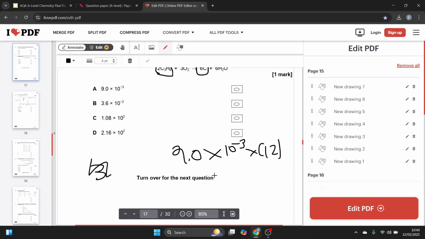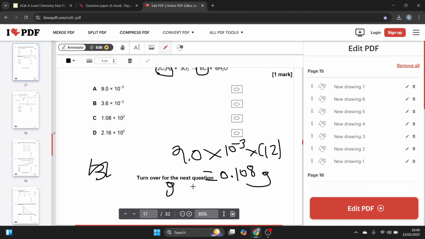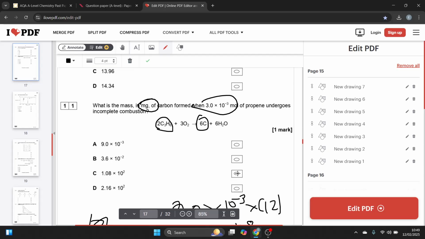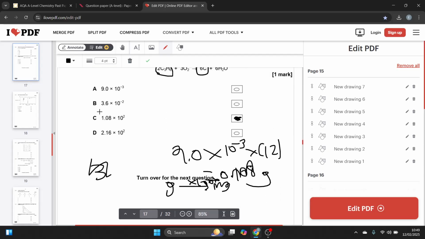And I get 0.108. But what is that in? That's in grams. I want my answer in milligrams. How do I go from grams to milligrams? I times by 1,000. So my answer is going to be C then, because if I times by 1,000, that will give me 108. 1.0 times 10 to the power 2 is also 108.